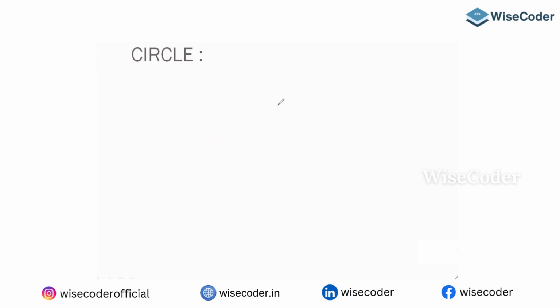Okay. So area of a circle. What is area of a circle? Area of a circle is equal to pi r square. Okay. And what is the circumference of a circle? That is 2 pi r, where r is nothing but radius, and pi is 22/7.